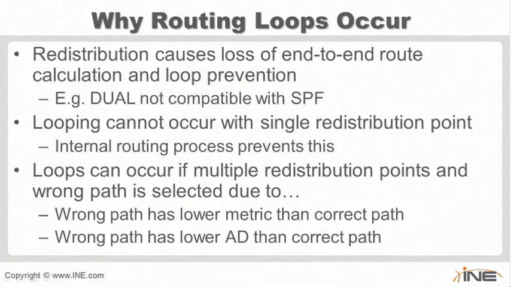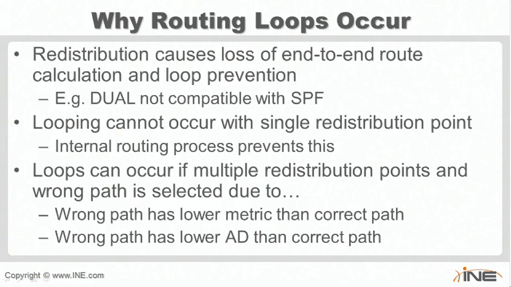Now, first and foremost, the reason that we could have potential problems in redistribution with either traffic loops or actual routing loops of the route information themselves is that anytime we're doing redistribution between different protocols, we're causing a loss of the end-to-end route calculation and the loop prevention mechanisms that are normally built into that protocol.